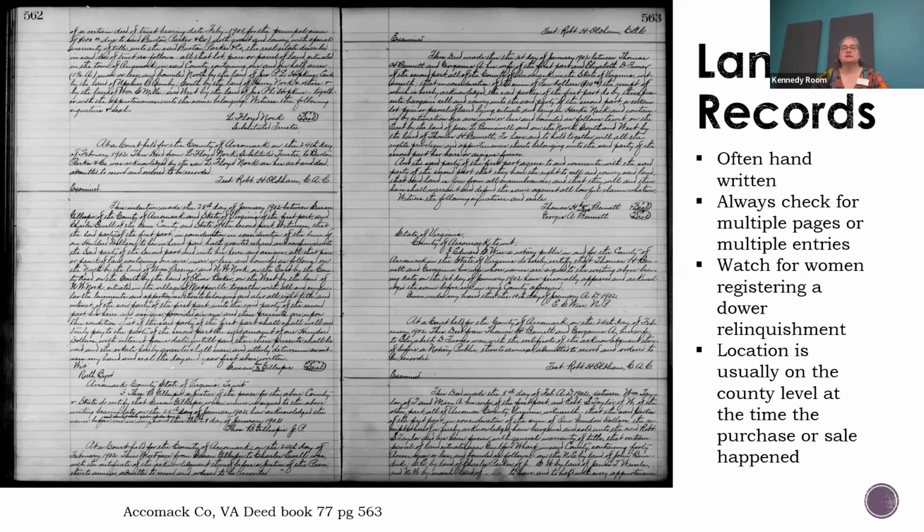Land records. Land records, again, are often handwritten. Again, check for multiple pages or multiple entries. Watch for women registering a dower relinquishment. South Carolina was the final state to do away with dower relinquishments in 1985.